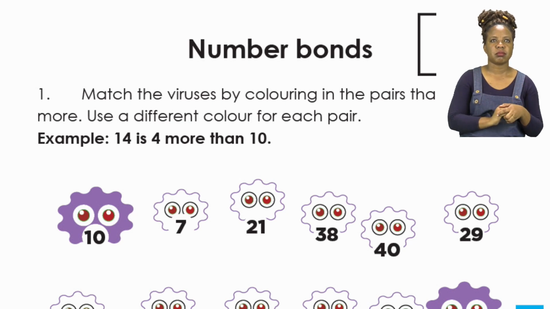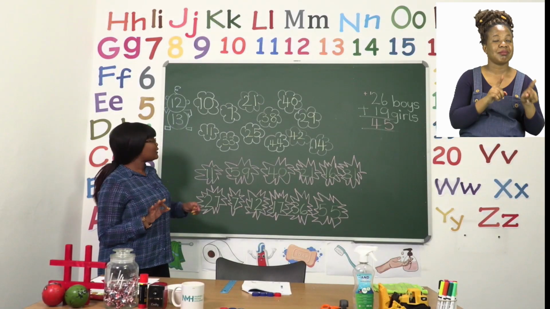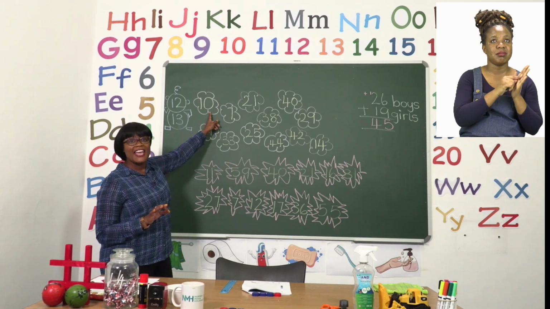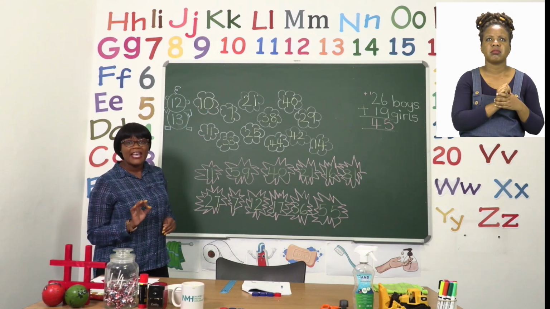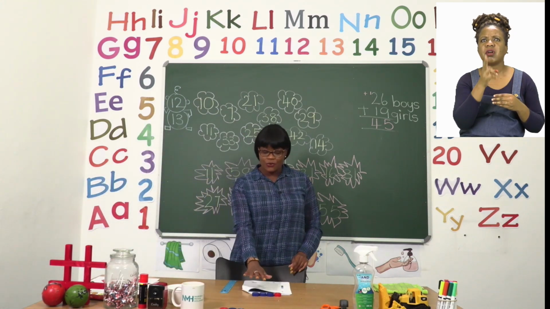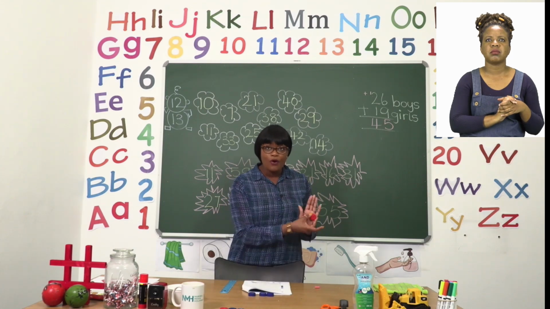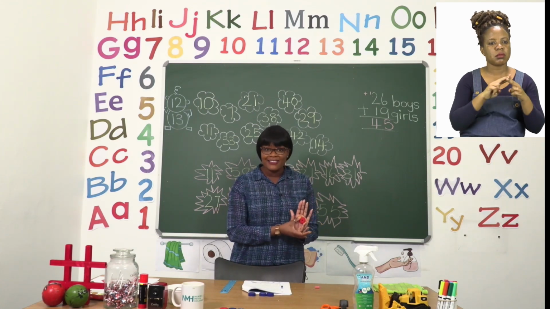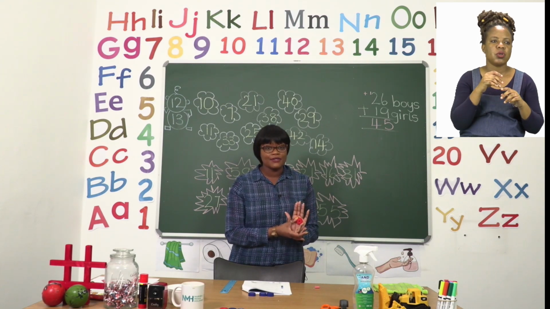So let's take a look at the board. Now on the board, I've also drawn the viruses, and we are going to start with the number 10. We want to see what answer we will get if we add 4 more. We are going to be using counters like the ones I have. Remember, a counter can be a bottle top or a color or anything that you can use to add or subtract. Just make sure that it is safe to use.